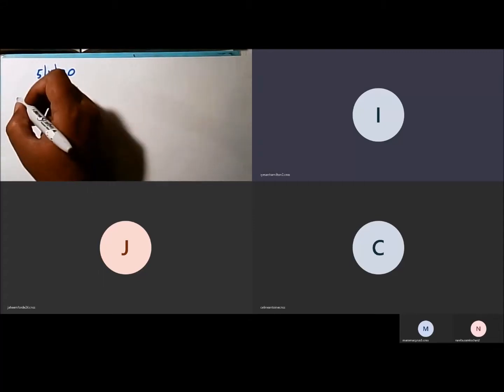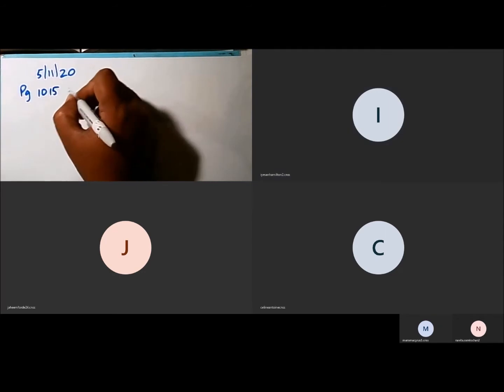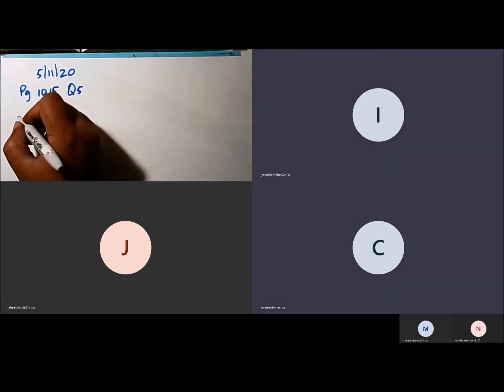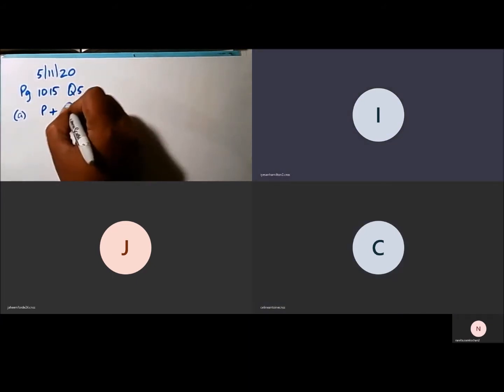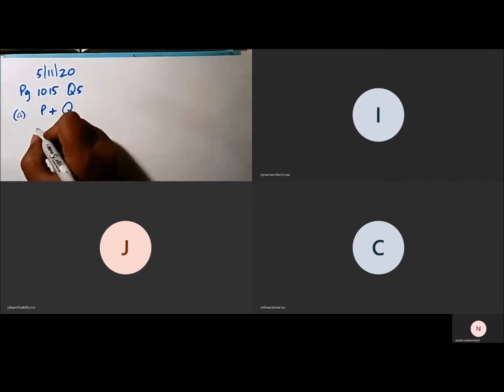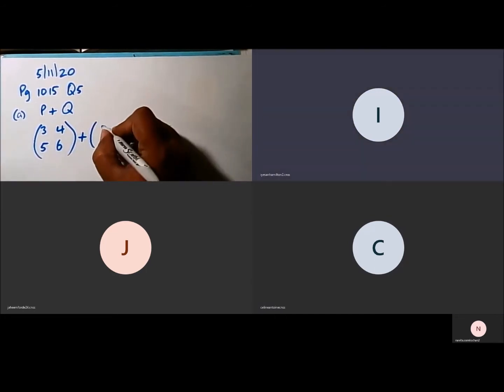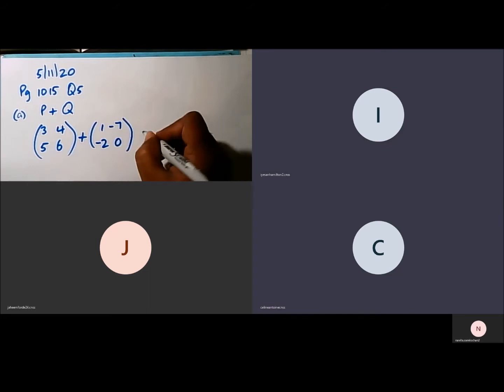And we are doing page 1015, question 5. So we have to add in question 5a p plus q. And they say p is 3, 4, 5, 6. And we're adding it to q, which is 1, minus 7, minus 2, and 0.